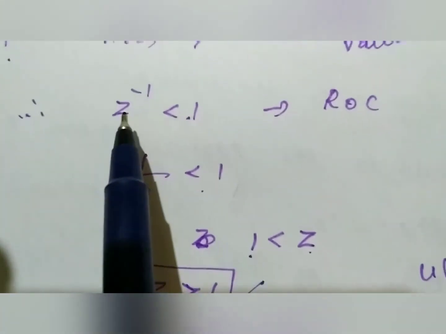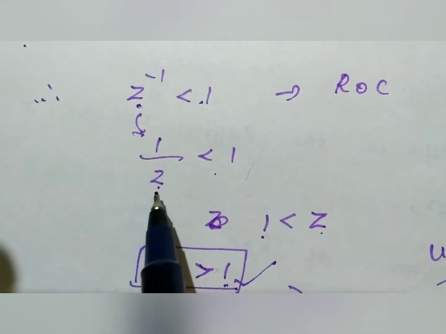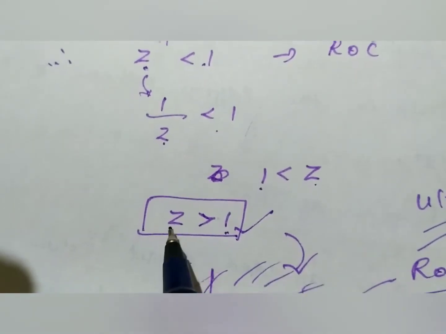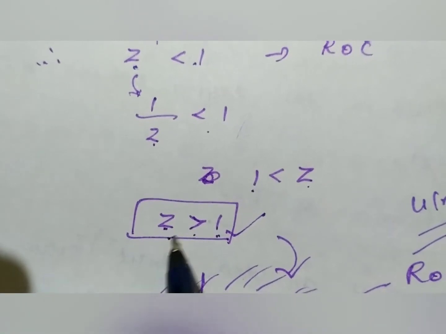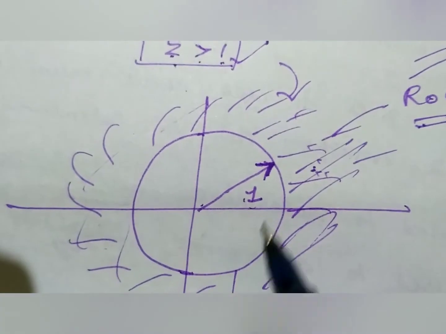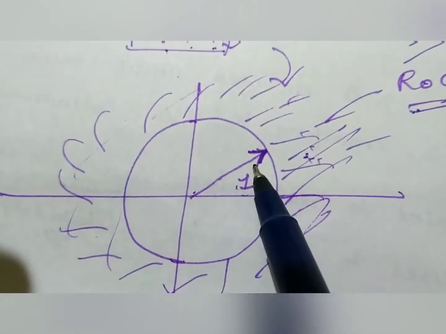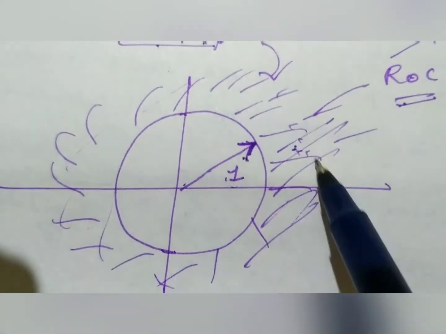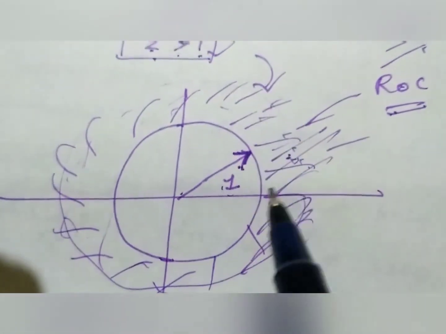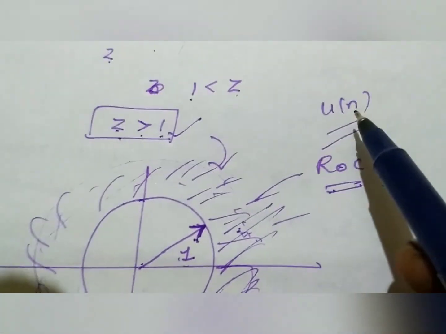Z power minus 1 less than 1 can be written as 1 divided by Z less than 1, so Z is greater than 1. So the ROC is the region outside the unit circle, where the circle has value 1. The entire area greater than that value is the ROC for the unit step signal U of n.